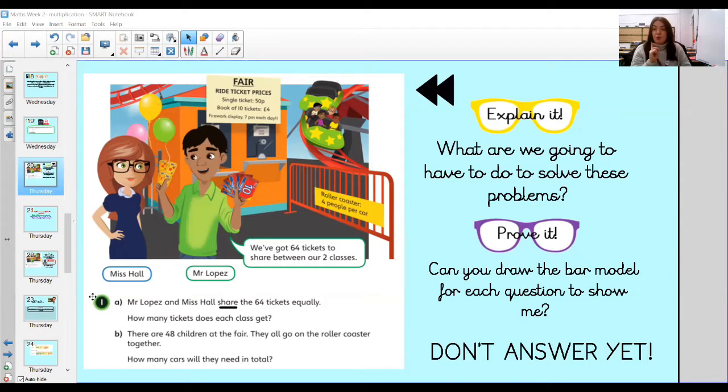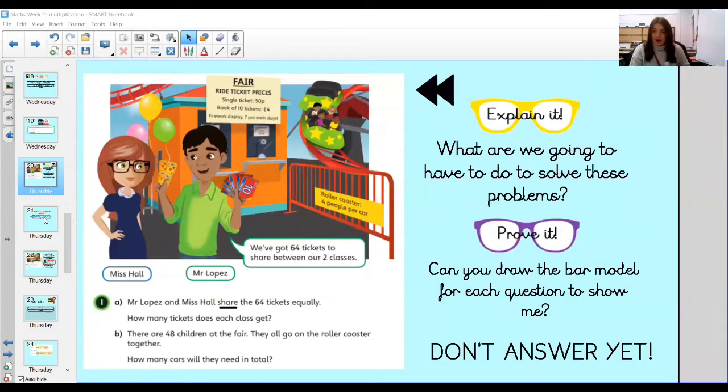Remember, I do not want you to answer it yet. I want you to explain how you're going to answer it, what method you might want to use, and then prove it. So drawing that bar model that shows me what you are going to do. Okay, then come on back when you've had a go at those.